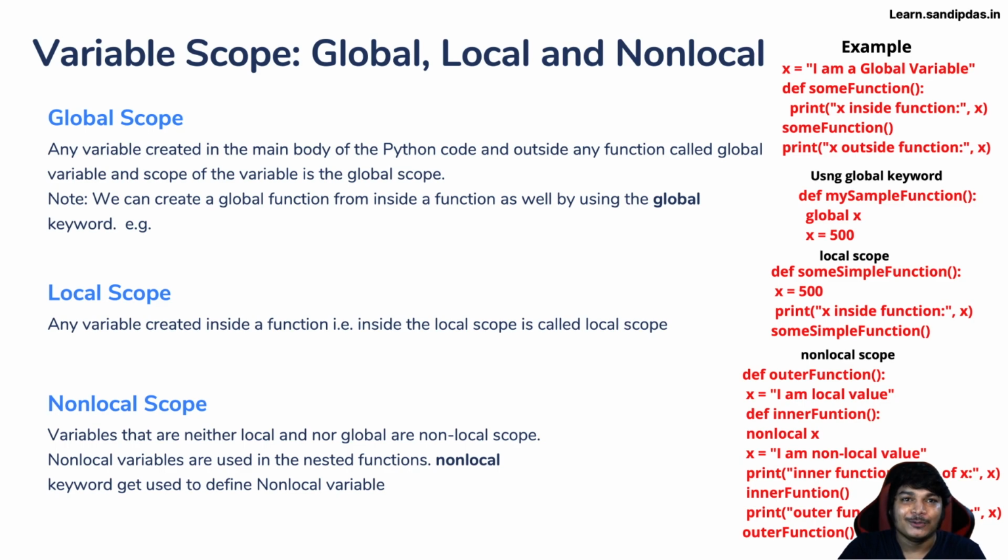Notably, even if you define a variable inside a function, if you use the global keyword, it will become a global. So what are the local variables? Local variables are any variable that is defined inside a function, and this local variable scope is local to that function only. And what is exactly a non-local scope? Any variable that is neither local nor global is called non-local scope. Non-local variables are used in nested functions, and the nonlocal keyword is used to define a non-local variable.